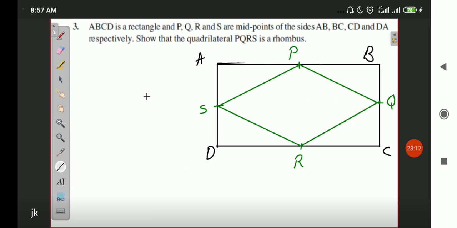So you will draw diagonal AC and once again apply midpoint theorems and prove that this PQRS is a parallelogram. After that, the real question arises: how will we differentiate this parallelogram into a rhombus? So what is the difference between a parallelogram and a rhombus? Let us recall. The first difference is all the sides of a rhombus are equal. In a parallelogram only opposite pairs of sides are equal.